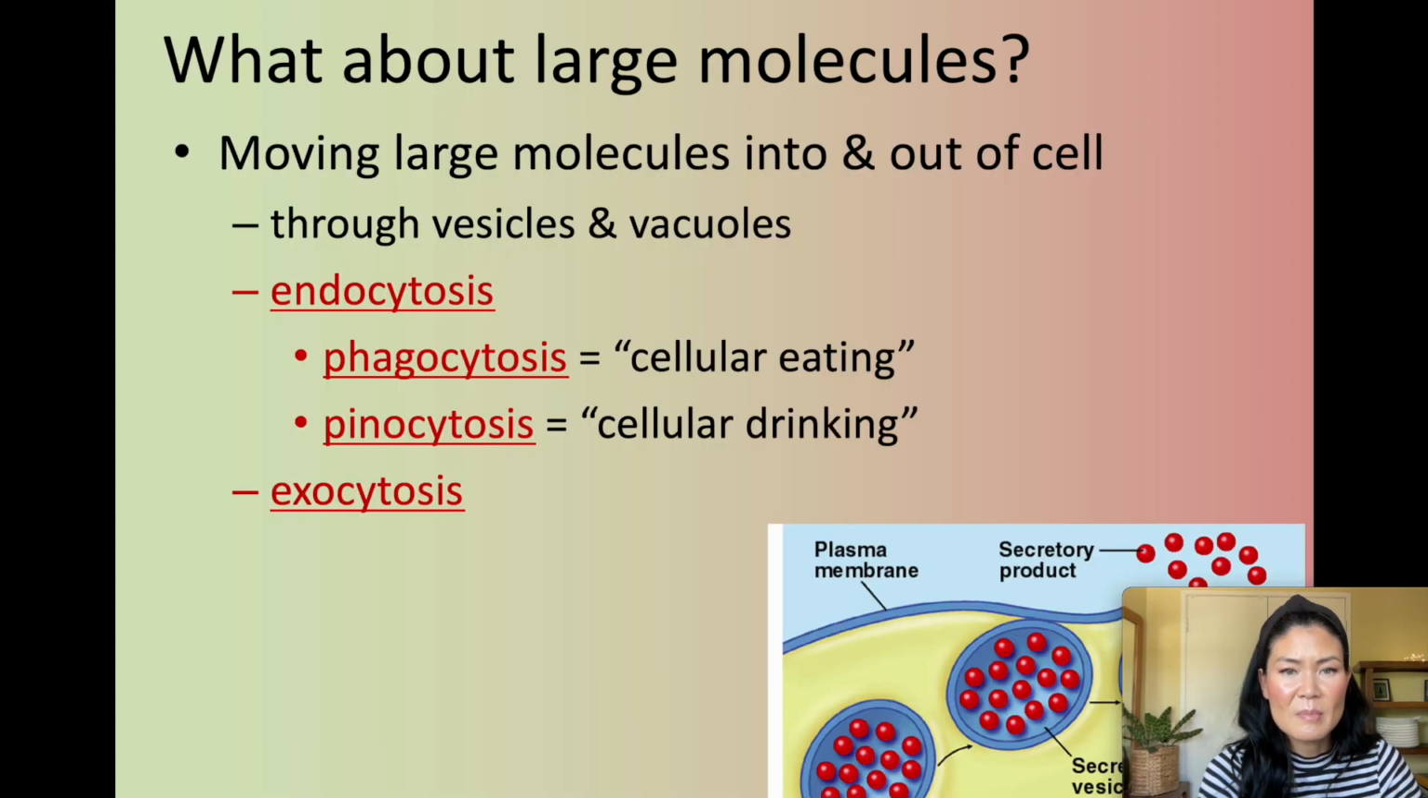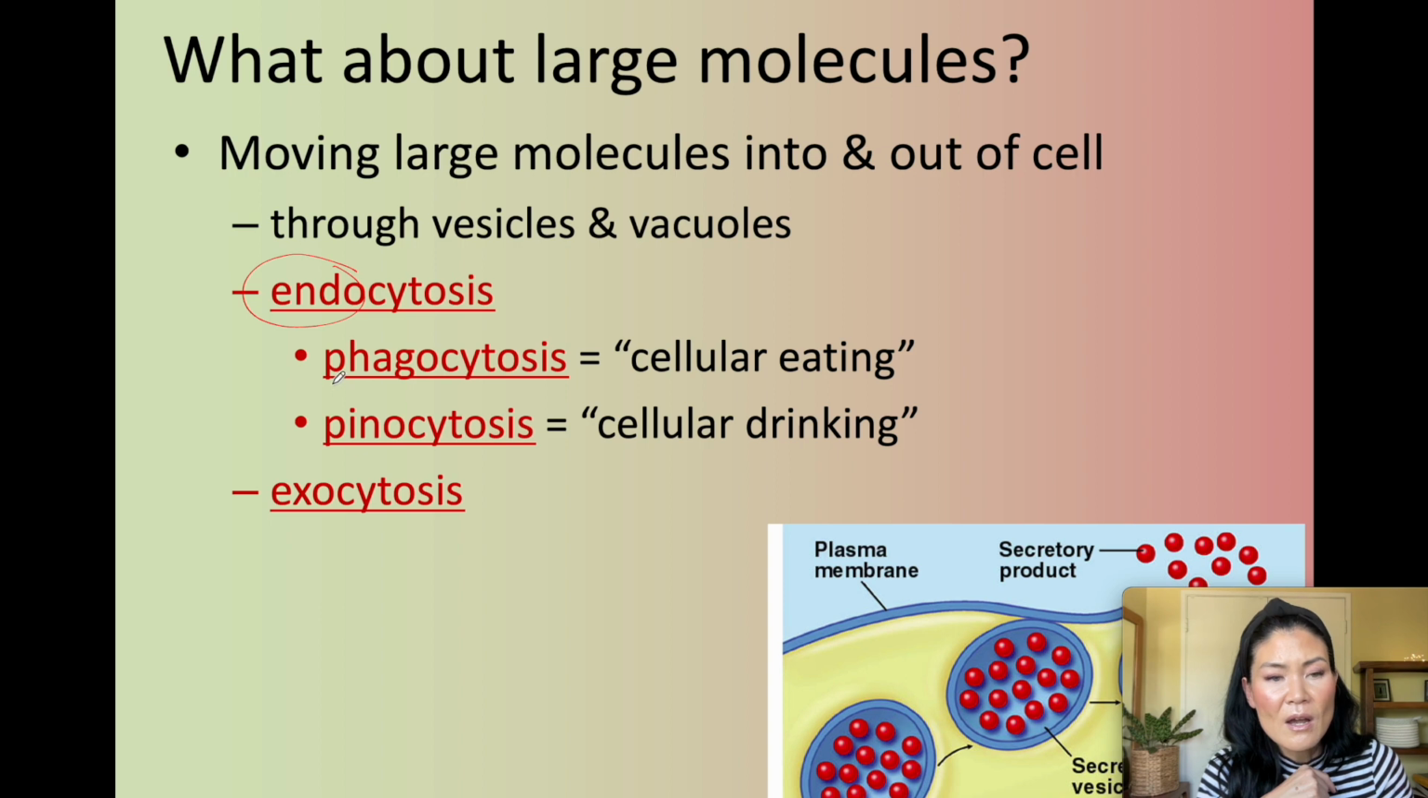It requires ATP. Okay, let's say that the molecules are super large. If they're super large, they can't fit through a protein. So what happens is that the cell membrane will change shape. If it's bringing something in, it's going to wrap around the substance that needs to come in, or if something needs to leave the cell, there's a vesicle that's going to release or secrete the substance.